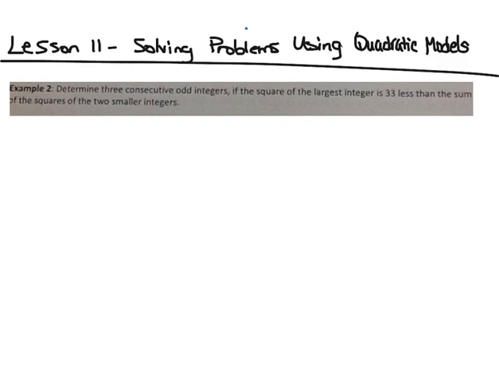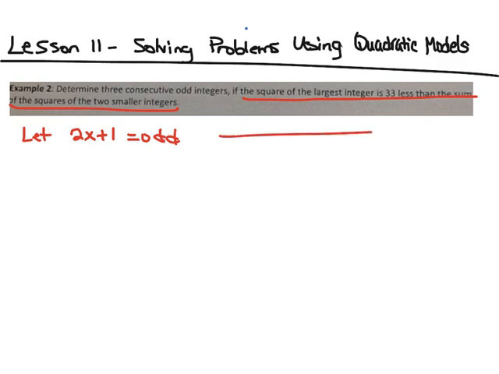Determine the three consecutive odd integers if the square of the largest integer is 33 less than the sum of the squares of the two smaller integers. So let's let 2x plus 1 equal an odd number. If we have 2x plus 1, if we add 1 more, that makes an even number. So 2x plus 3 would be the next odd number. And it can go the other way. So we get 2x and 2x minus 1. So these are our odd numbers.